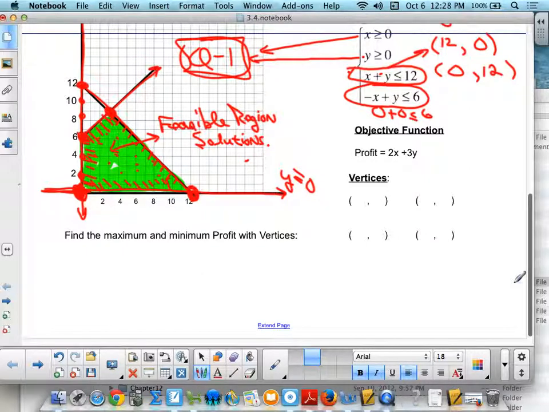So can you tell me any of the vertices? 0, 0. Okay. Give me another one. 0, 6. Yes. Give me another one. 12, 0. Give me another one. Oh, it's right here. It's right there.